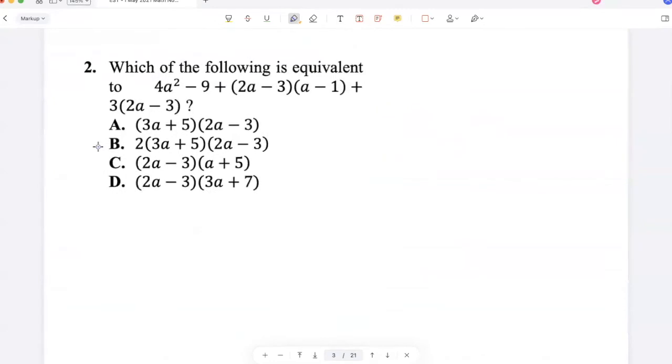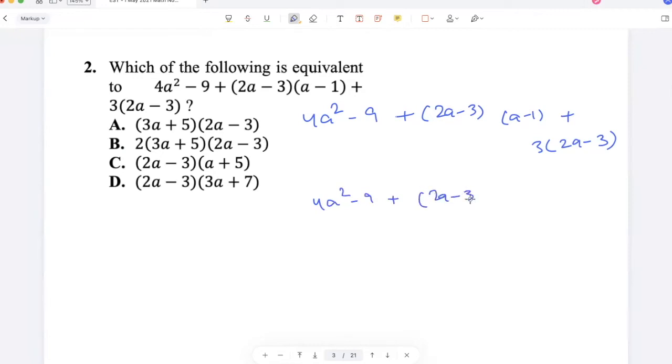Which of the following is equivalent to this expression? Okay, so 4a square minus 9 plus 2a minus 3 into a minus 1 plus 3 times 2a minus 3. So 4a square minus 9 plus 2a minus 3, I'm taking common from these two. So a minus 1 plus 3. So 4a squared minus 9 plus 2a minus 3 times a plus 2.